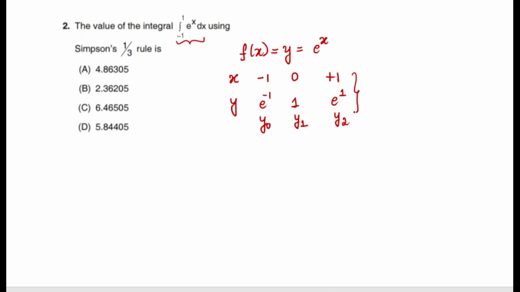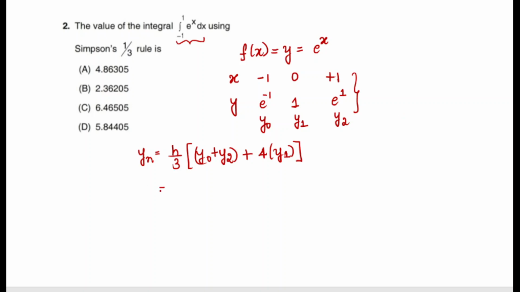For this table, the Simpson's 1/3 rule formula is yn given as h divided by 3, I told you h is the difference, times y0 plus y2 plus 4 times y1. Okay, this is the Simpson's 1/3 formula only for this table.